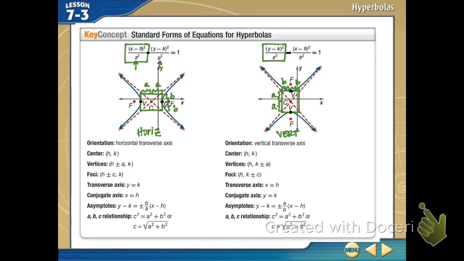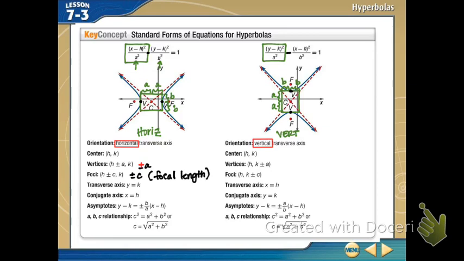So you've got two different orientations, right? You've got a horizontal orientation. That horizontal orientation, again, is going to happen when the x squared is positive and comes first, is written first. And then we've got a vertical orientation when the y squared is written first. Just like an ellipse, the center is going to occur at (h, k). And then we're going to travel plus or minus a spaces, horizontally to get to the vertices. And then again, just like the ellipse, we're going to travel plus or minus c spaces, that's the focal length, to get to the foci.